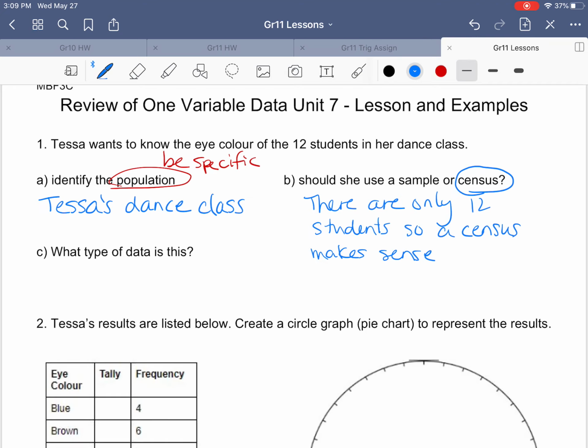And part C, what type of data is this? So this is categorical data. She's not asking for numbers or measuring.